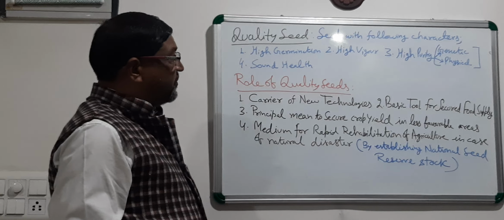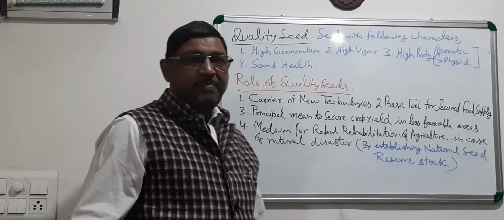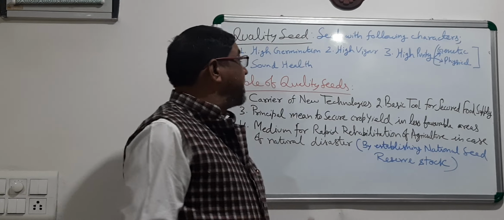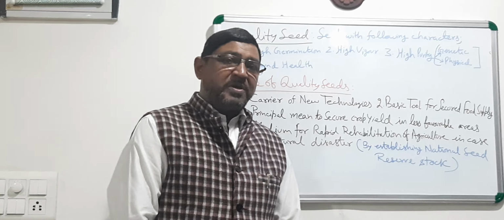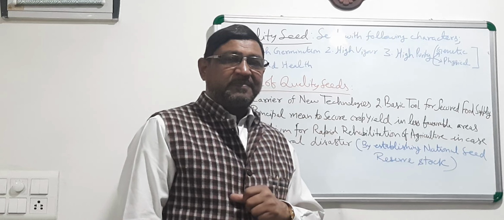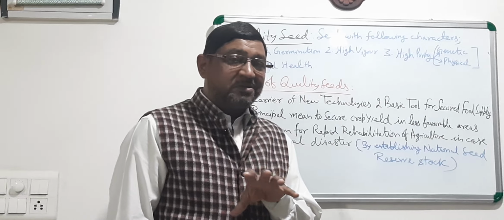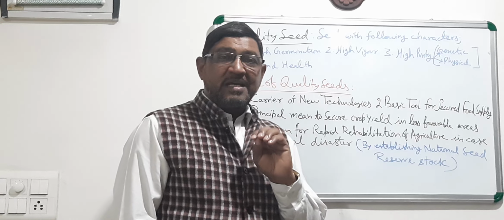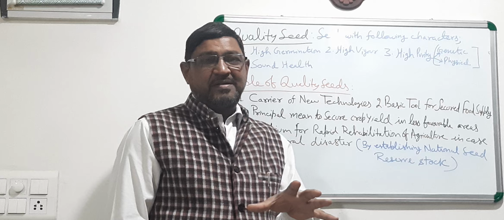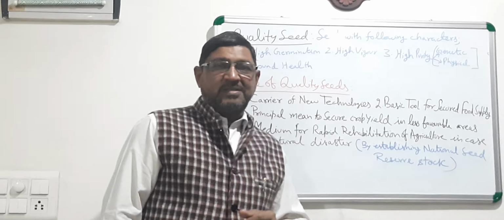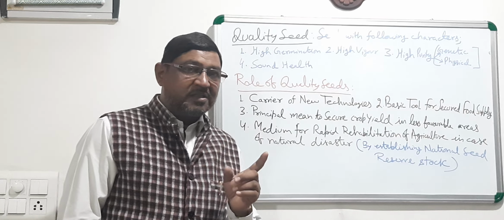Then come to physical purity. We have seen the physiological parameter, we have seen the genetic parameter. Now the next is the physical parameter. High physical purity must be there. What do we mean by high physical purity? It means the seed lot should not have seed of any other crop. Otherwise, that will be non-seed. So the seed lot should not have the seed of other crops.